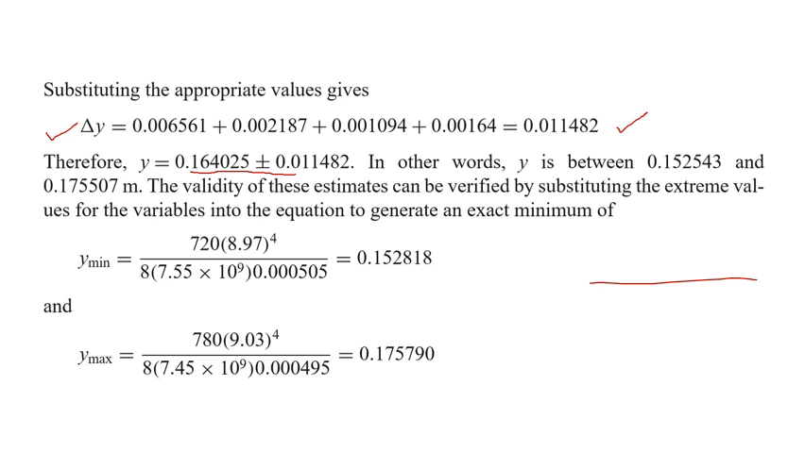Okay, addition and subtraction, you will get y as 0.15243 and then 0.175507 meter. So if you do the calculation, if you take this value as the length L, and you put the values again in the equation, you will get the minimum and maximum deflection of the beam.